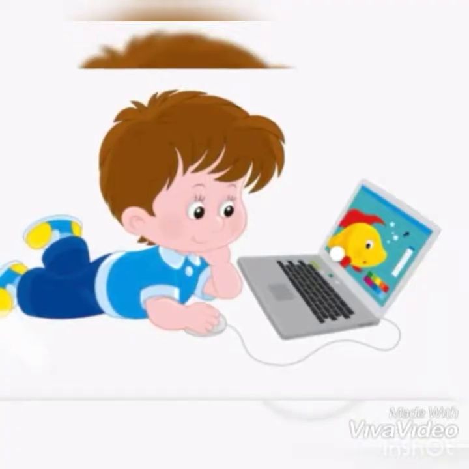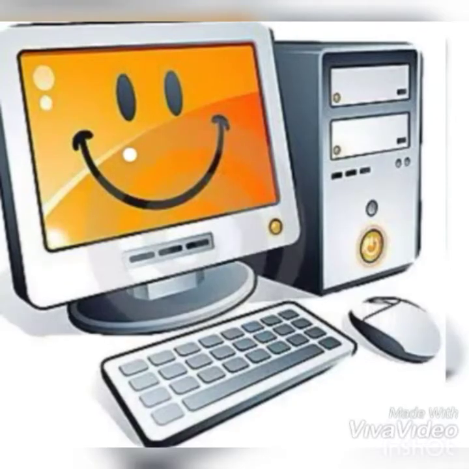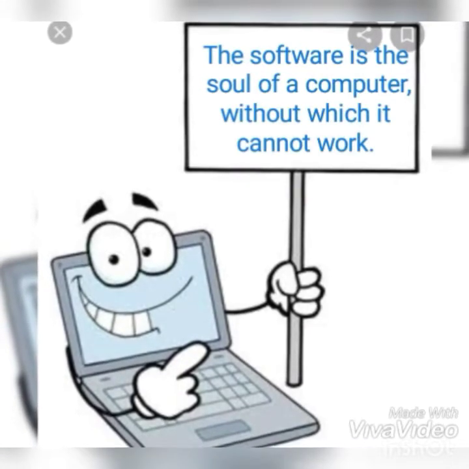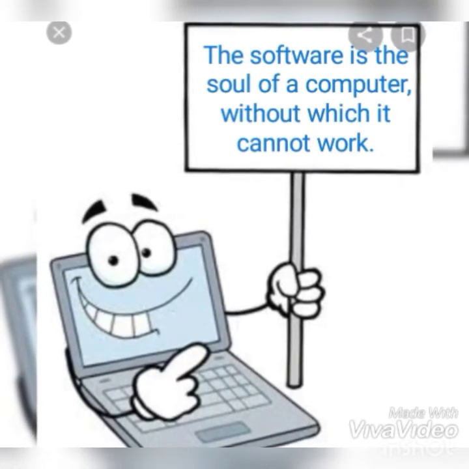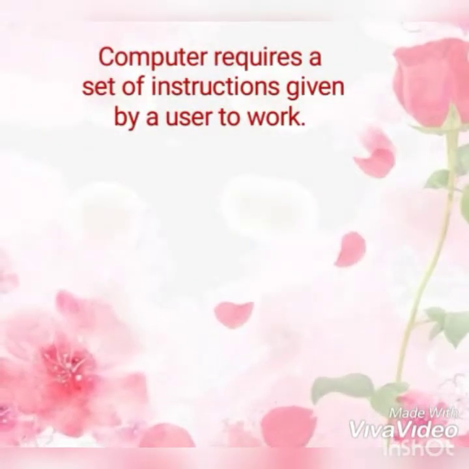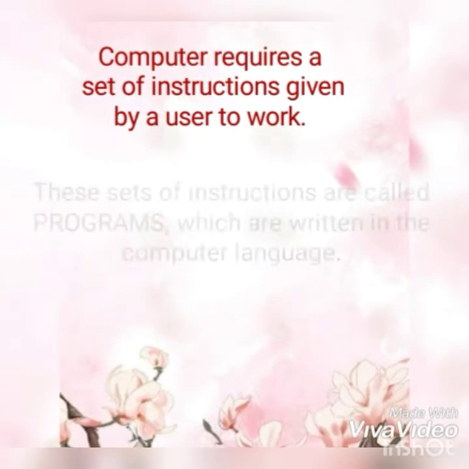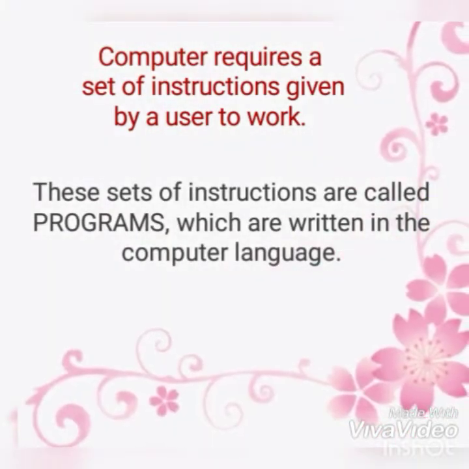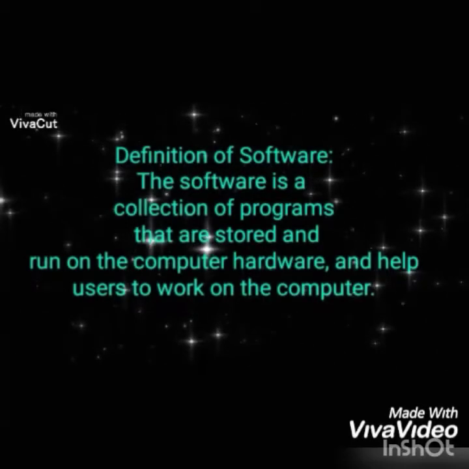Similarly, a computer gets all the instructions from the software to perform various tasks. The software is the soul of a computer, without which it cannot work. So, computer is a machine that does not possess any intelligence of its own. A computer without instructions is like a car without an engine. So computer requires a set of instructions given by a user to work. These sets of instructions are known as programs, which are written in computer languages.